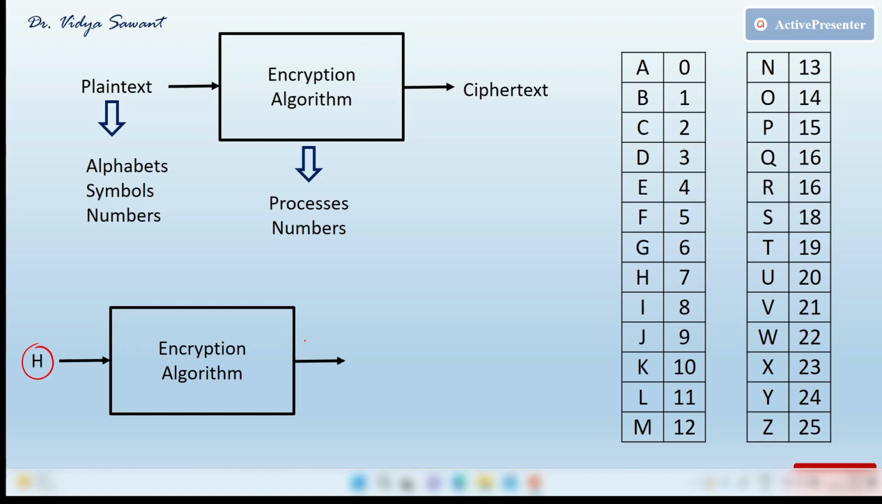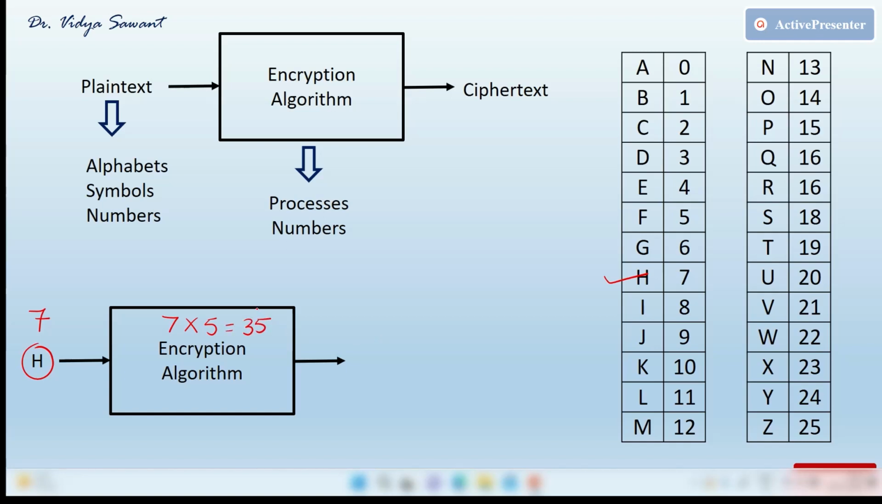Now what is the number corresponding to H which will be processed by the algorithm? It is 7. So the input that the algorithm understands is 7. The encryption algorithm performs a certain process on this plain text and converts it into ciphertext. Now let us say that process is multiplying it by 5, and hence the output that you get is 35.